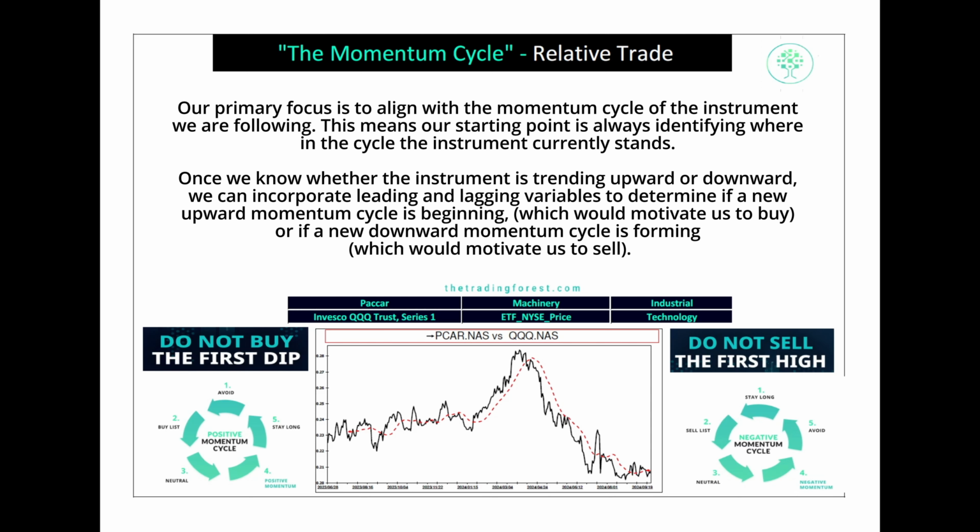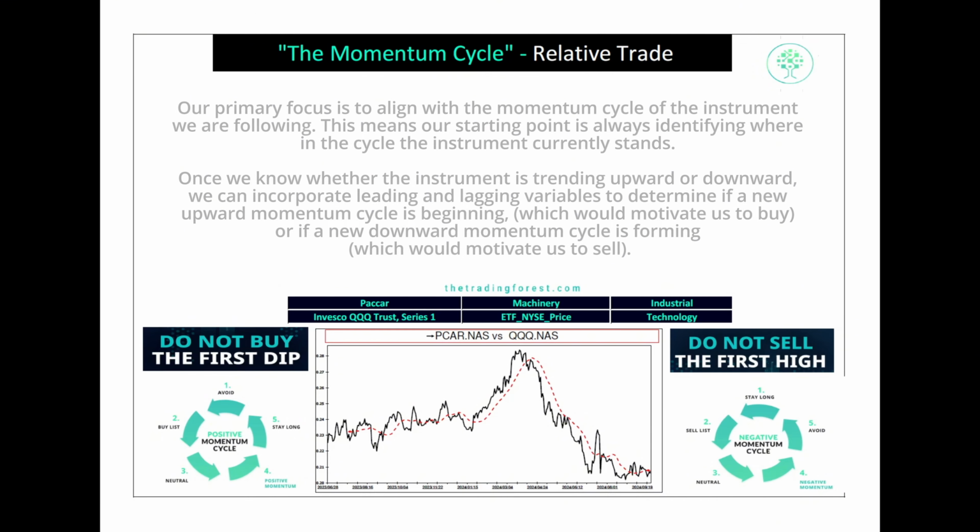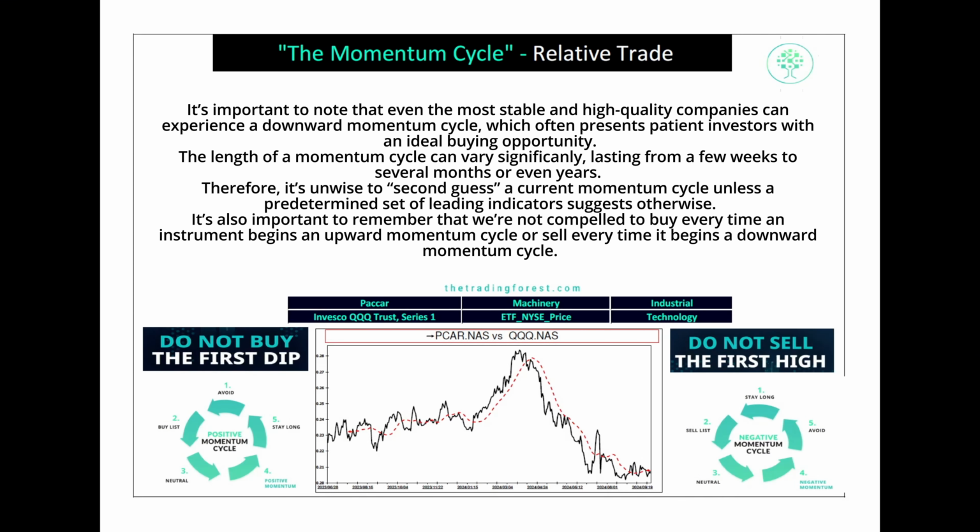Once we know whether the instrument is trending upward or downward, we can incorporate leading and lagging variables to determine if a new upward momentum cycle is beginning, which would motivate us to buy, or if a new downward momentum cycle is forming, which would motivate us to sell. It's important to note that even the most stable and high-quality companies can experience a downward momentum cycle, which often presents patient investors with an ideal buying opportunity.